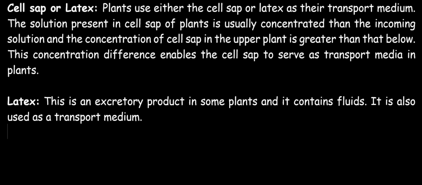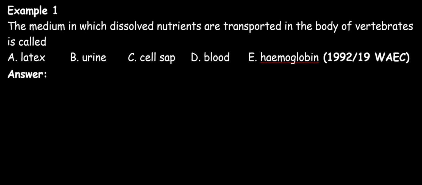Now we'll be taking some questions. So we'll look at some examples and then do a few exercises. The first example says the medium in which dissolved nutrients are transported in the body of vertebrates is called A. Latex, B. Urine, C. Cell sap, D. Blood, E. Hemoglobin. The answer to this question is D, and this is because the blood is the medium of transport in vertebrates.